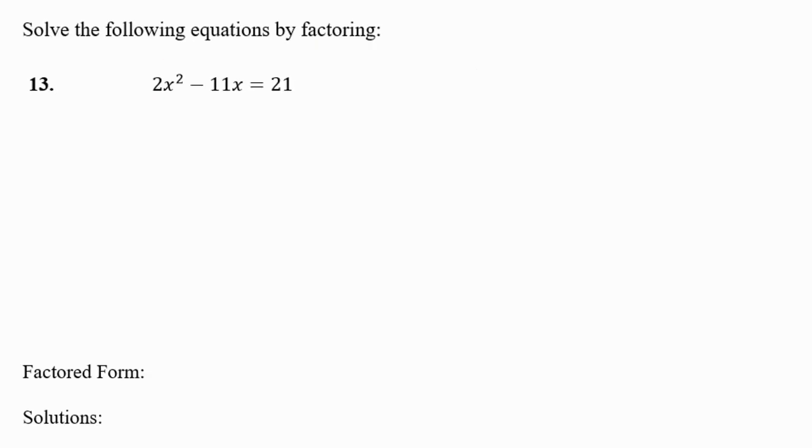All right, number 13 says solve the following equations by factoring. And then at the bottom, they want us to write out the factor form and then the solutions. Okay. So first thing we want to make sure is that our quadratic is in standard form. It is not. Ax squared plus bx are on the left, but the constant c is on the right. So I want to get rid of this positive 21 by subtracting it from both sides.